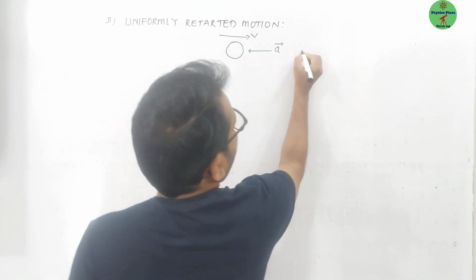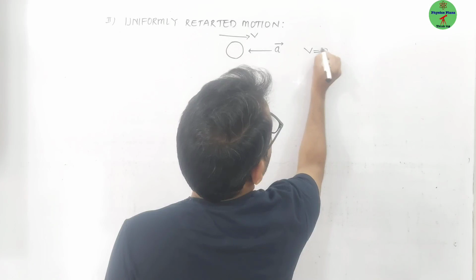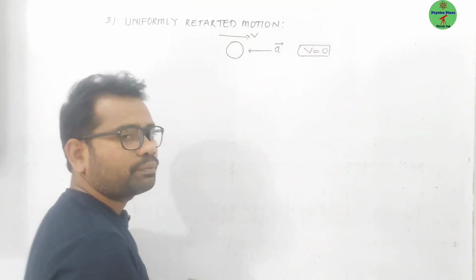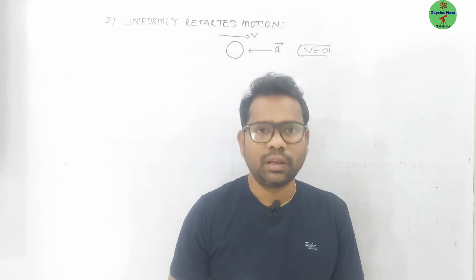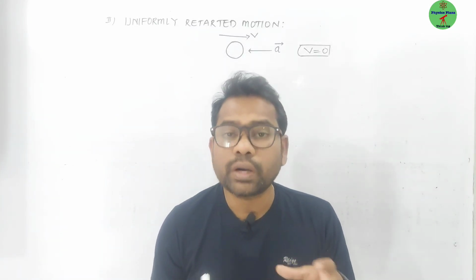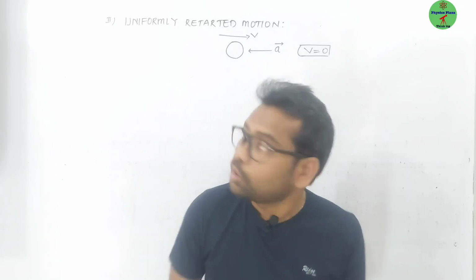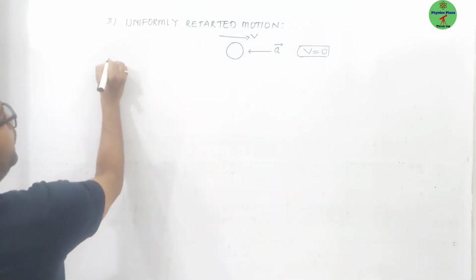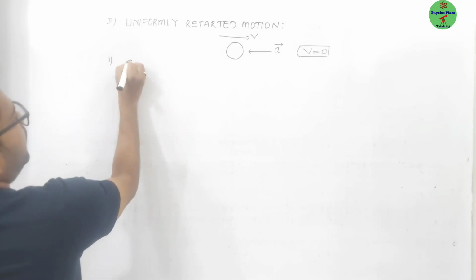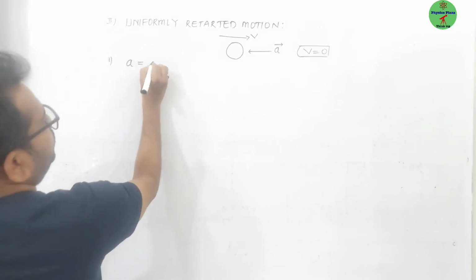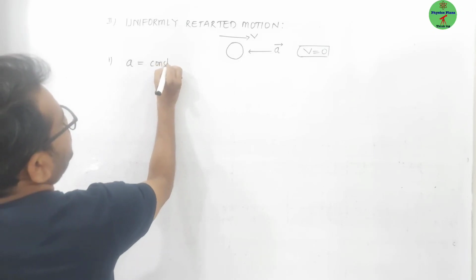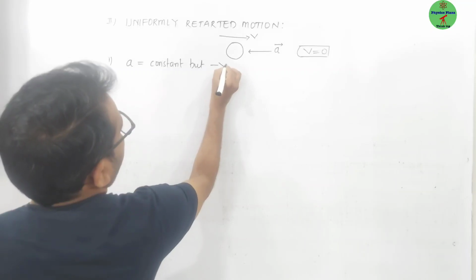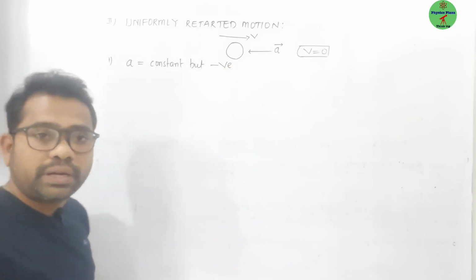And finally, what happens when time comes? Yes, velocity becomes 0, right? Yes, it is possible. As it is a retardation, what can you say about the acceleration? It is negative, but uniform. Uniform means the first point: acceleration is constant only. Acceleration is constant but negative.